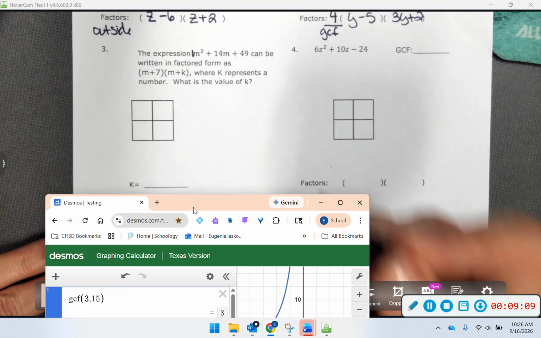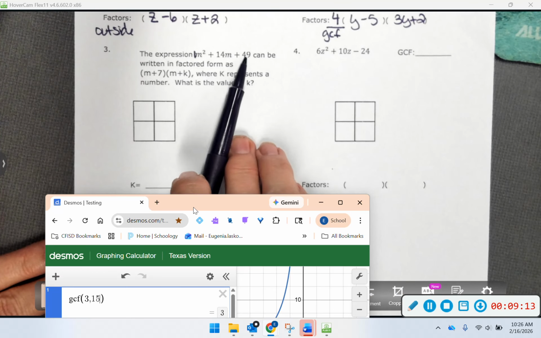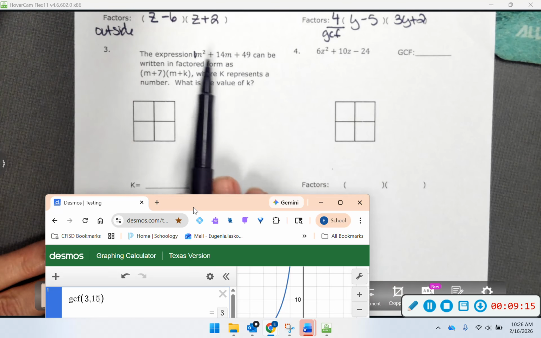So all I'm going to do is start off the same way. I'm going to look for a GCF of 1, 14, and 49. Hopefully by now you've noticed if 1 is part of the number set, the GCF is 1. So since the GCF is 1, I don't have to divide by anything. So we're going to put that first term in the first box.